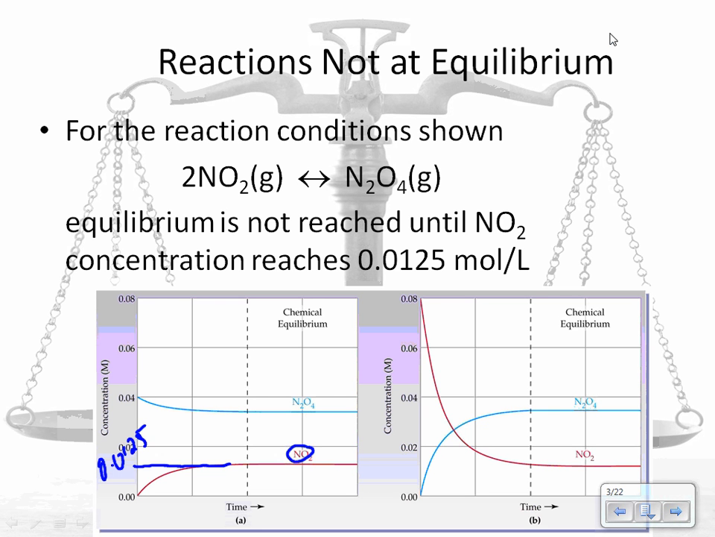Around here is what I called 0.0125. Now you'll notice in the first graph I started with only N2O4 and 0 NO2, and in the second graph I started off with the opposite, 0 N2O4 and lots of NO2. In both cases, at a certain temperature, your equilibrium is reached when your NO2 concentration is at 0.0125 and your N2O4 is, I don't know, 0.035-ish. Again, just to reiterate, it doesn't matter where you start from, at a certain temperature we're going to hit that chemical equilibrium, and it should be the same in both cases.